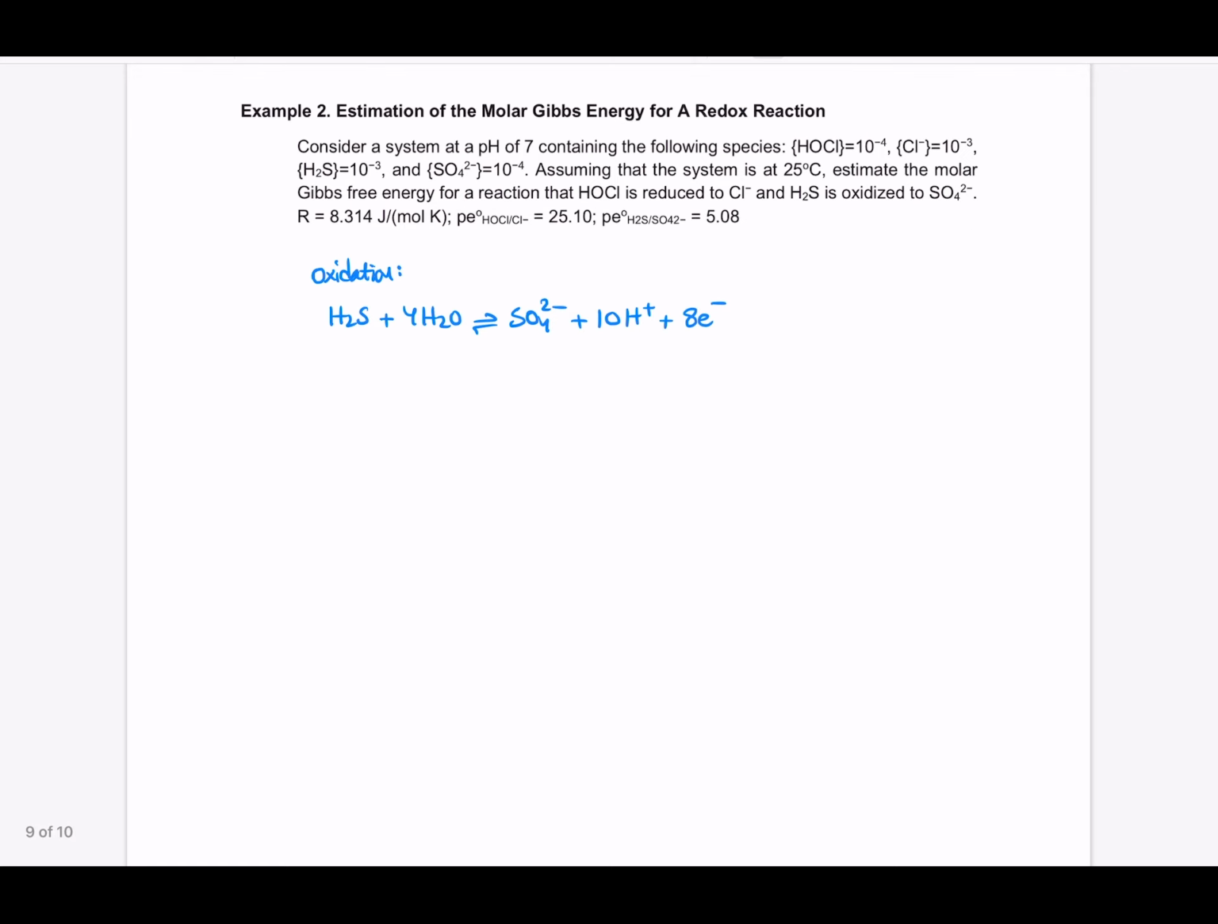We need to make it standard, so then it would be 1/8 of H2S plus 1/2 of H2O, giving 1/8 of SO4 2 minus, and then 5/4 of proton plus electron. Then this would be E0 of oxidation, also E of oxidation, depending on what we need to calculate. Going from here to here would be basically a Nernst equation for the half reaction.